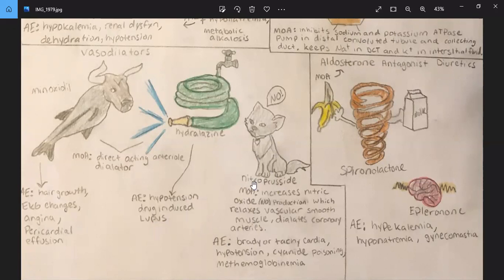And then we'll go on to this one, which is really far-fetched as well. So when I read nitroprusside, I just saw the word like prus, and I thought of like a pussy cat. And so that's what this is. And he's saying no, because he doesn't want to get wet because cats don't like water. And the mechanism of action is that it increases nitric oxide, which is abbreviated as NO, no. So it increases nitric oxide production, which then relaxes vascular smooth muscle and dilates coronary arteries.